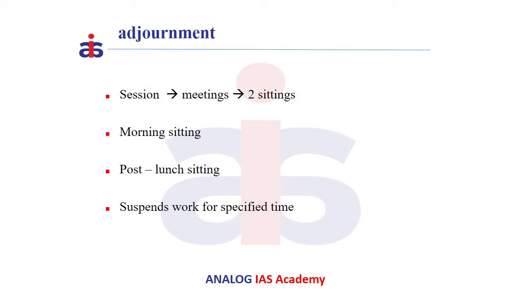As we know that a session of parliament consists of many meetings and each meeting is divided into two sittings. They are morning sitting and post lunch sitting. The morning sitting is between 11 am and 1 pm and post lunch sitting is between 2 pm and 6 pm. So, the sittings of the parliament can be terminated by adjournment, adjournment sine die, prorogation and dissolution.